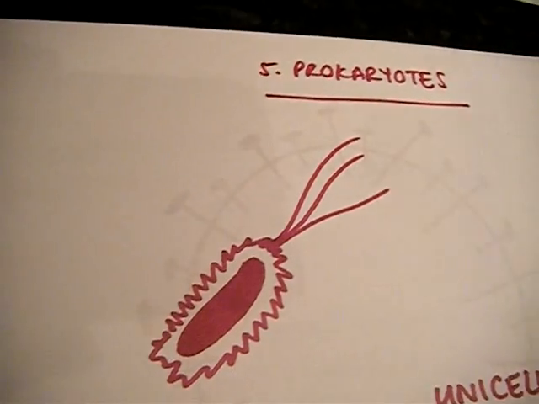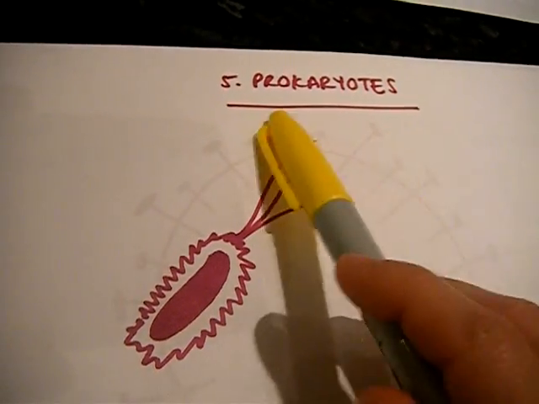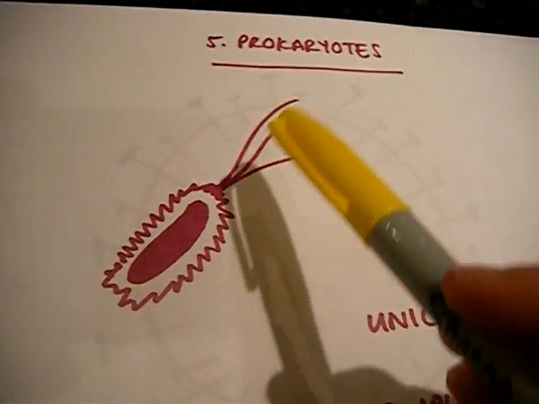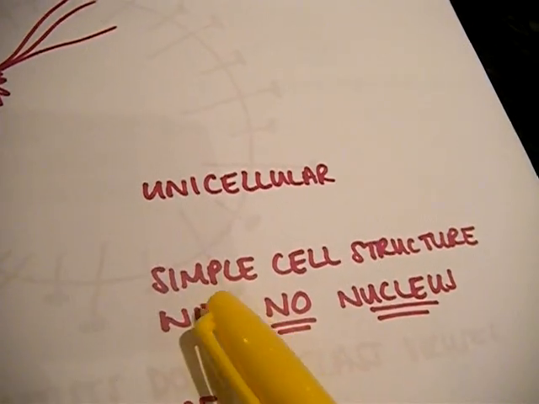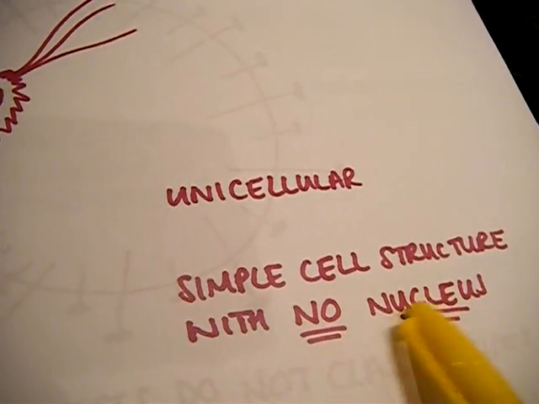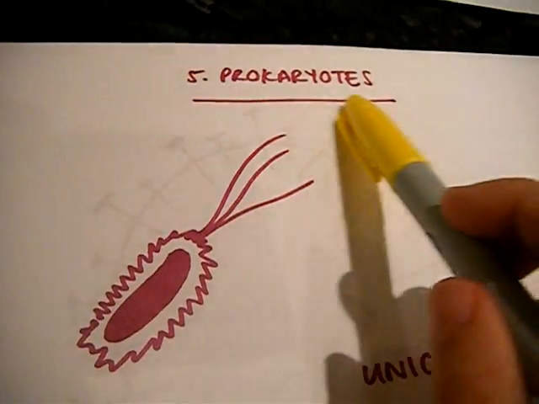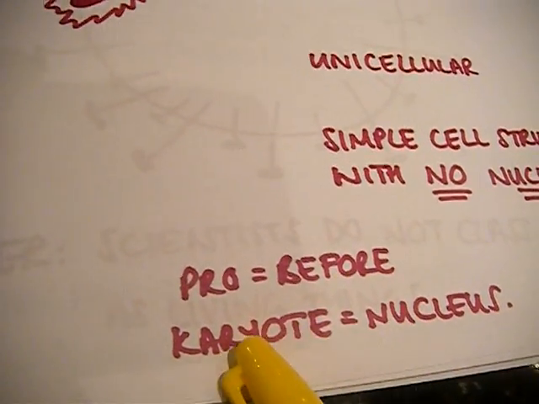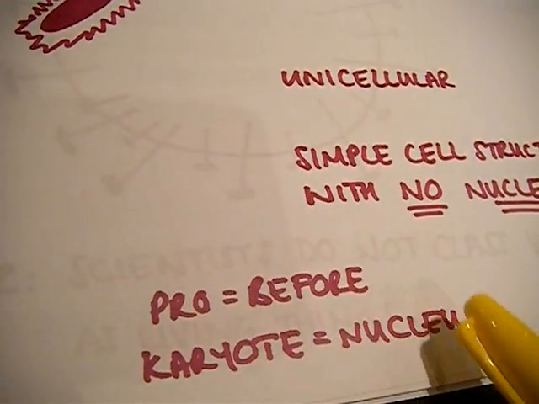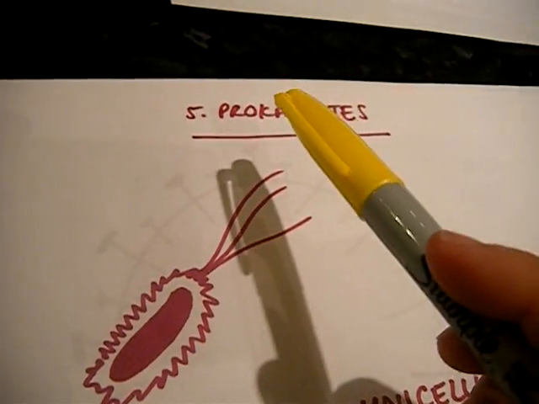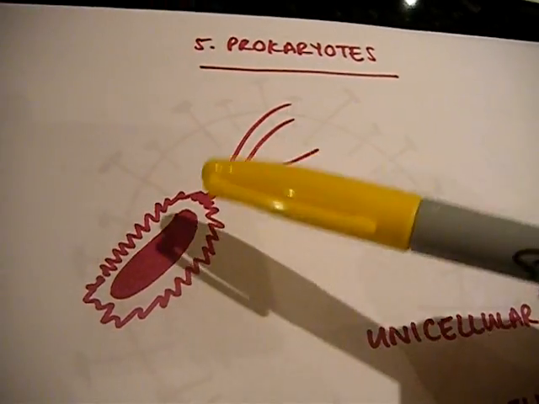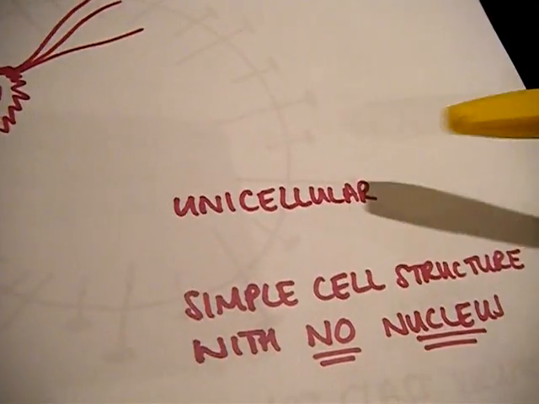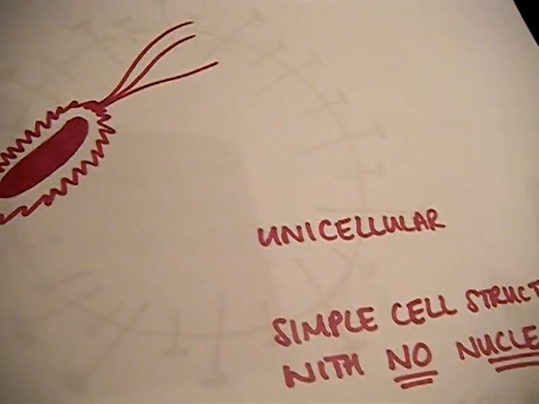The final one are these things which are called prokaryotes. Prokaryotes are unicellular, so they're only composed of one cell. They have a very simple cell structure with no nucleus. That's what makes something a prokaryote, is that it has no nucleus. So pro means before, karyote means nucleus. Before nucleuses evolved, these things existed. Prokaryotes, they still exist now, and for an organism to be classed in the prokaryote kingdom, they must be unicellular and have no nucleus.